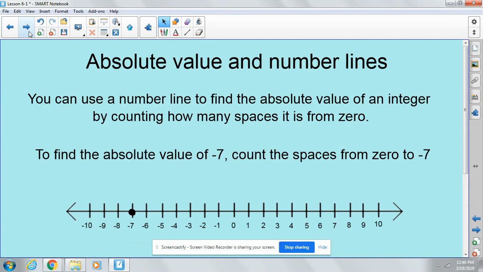So here's an example of using a number line. If we want to know the absolute value of -7, we have to count how many spaces from 0 we have to go to -7. So you got to find 0, count to -7. That's 1, 2, 3, 4, 5, 6, 7 spaces. So the absolute value of -7 is 7 spaces. Okay.